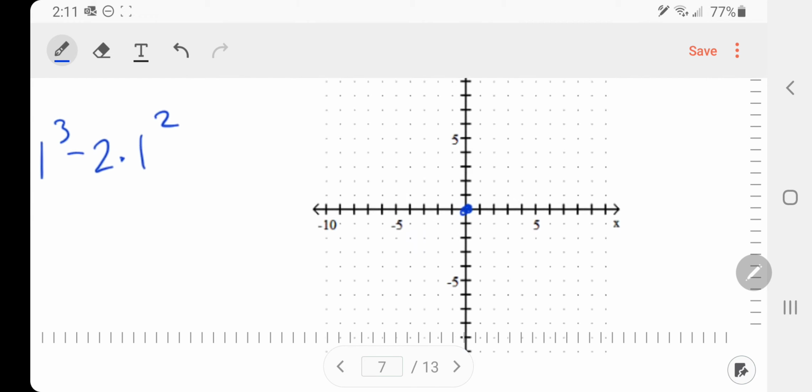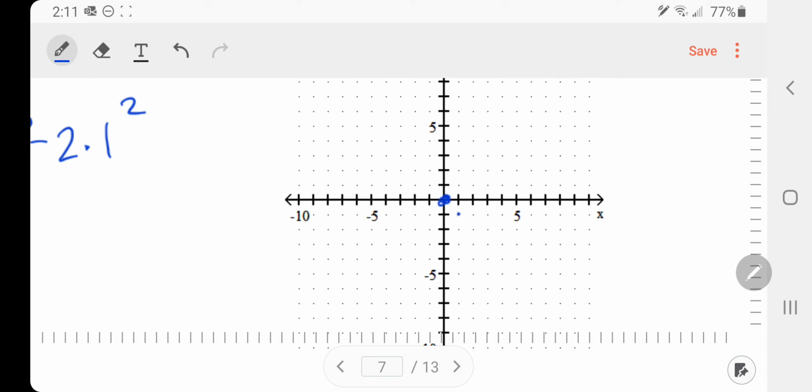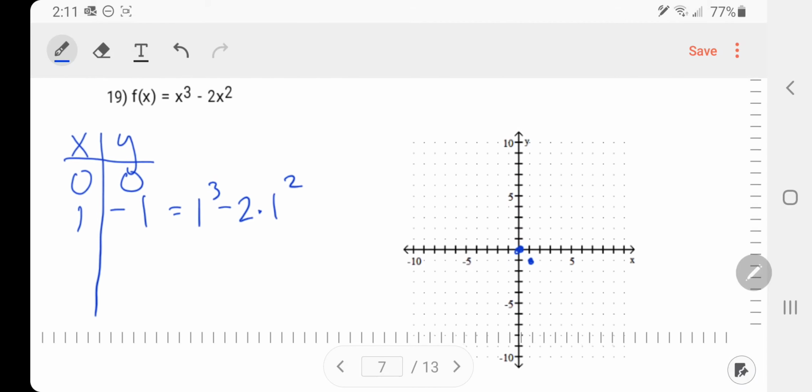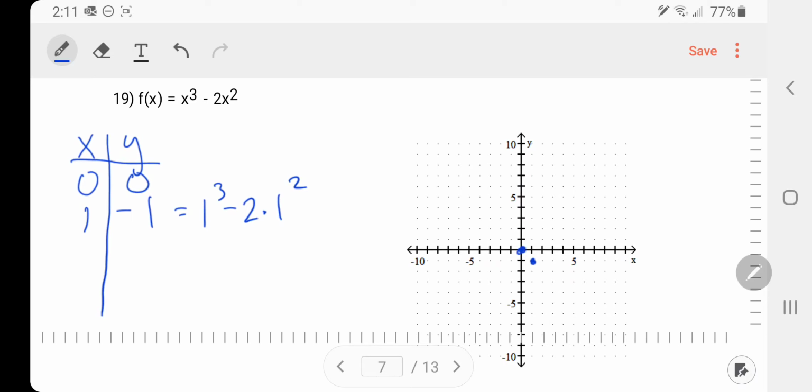So when I'm at 1, I'm at negative 1. Right there. That's a good point. Let's see. What else can we let x be? Really, we should find all the x-intercepts. Probably would be a good idea.